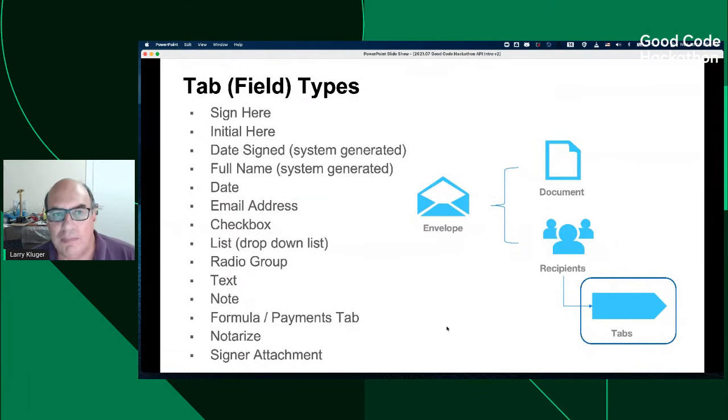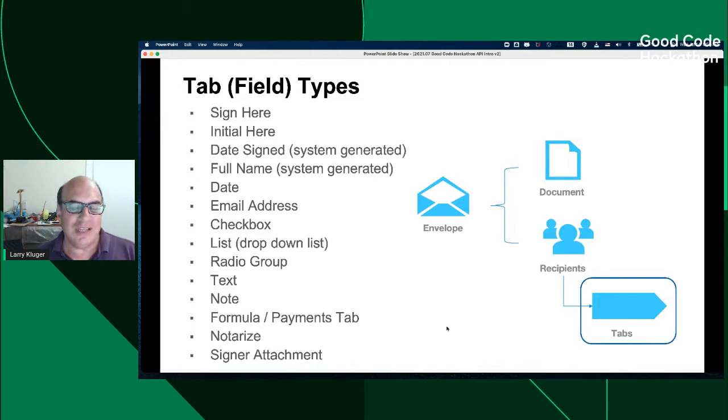Now let's talk about tab types. Within our DocuSign application, these are also called field types. So again, the most popular one is the sign here, where you mark where the person's going to sign. We also have initial here. We also have system-generated tabs, such as the date signed and the full name of the person. We also have data input tabs, and those are very useful, in that they enable the signer to put data in. So you can have them put in a specific date. They choose the date, or email address, checkbox, and so forth.